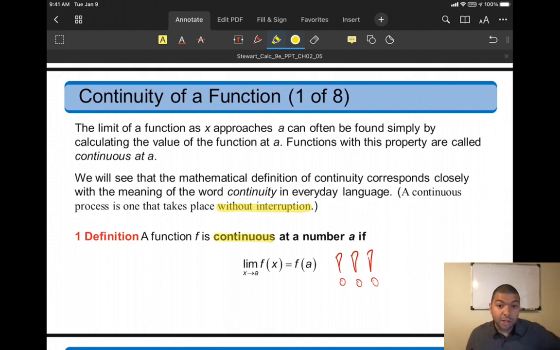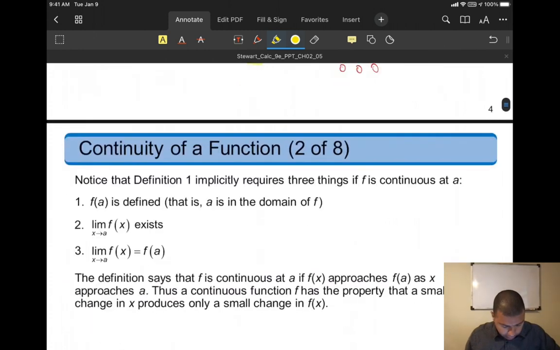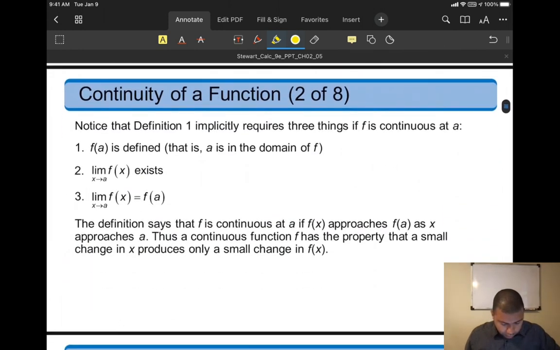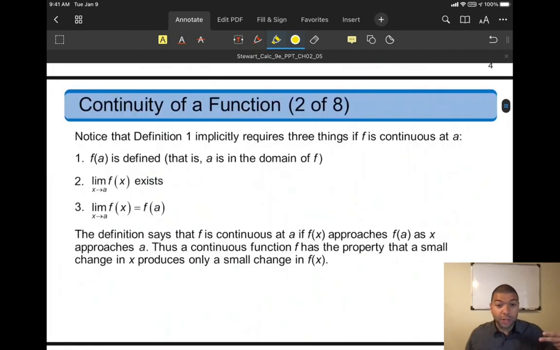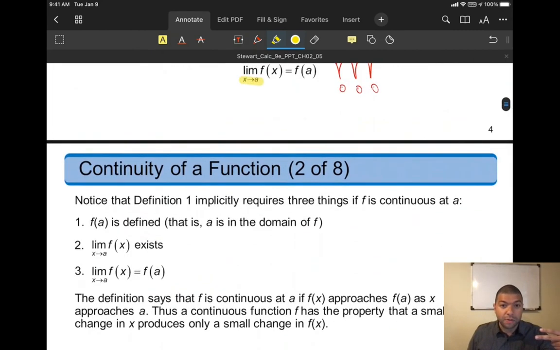So continuity is a local property, meaning a function is continuous at a point a if this happens. Okay, it could happen that it is continuous at a, but it is not continuous at another point. We're going to see some examples of this as we go on. Note that to say that the limit equals f of a, there are actually three things that need to happen. Okay, and this is very important.